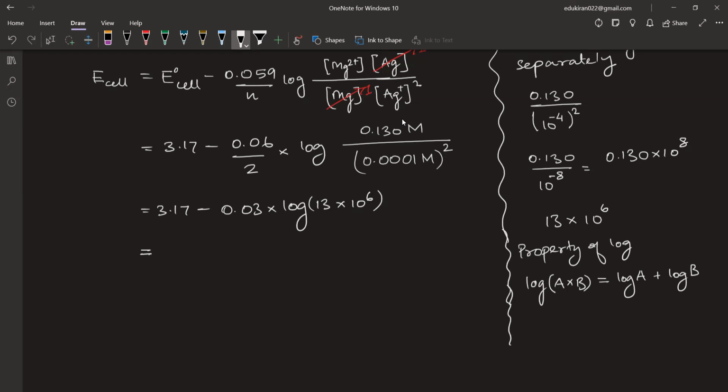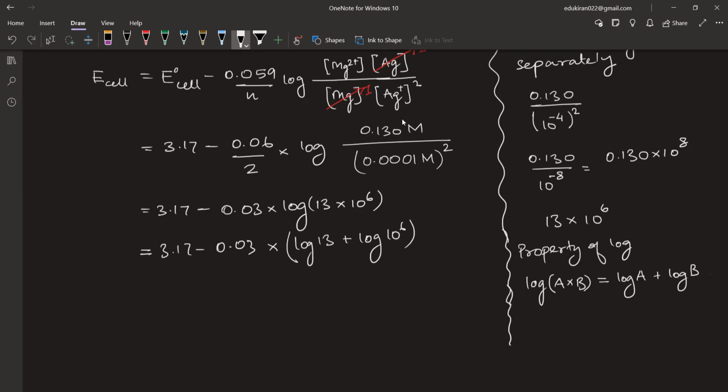Log A into B is equal to log A plus log B. Here I will write 3.17 minus 0.03 into log 13 into 10 to the power 6. This will become log 13 plus log 10 to the power 6. Wafia, got it? Yes or no? Please tell me. Yes, sir.